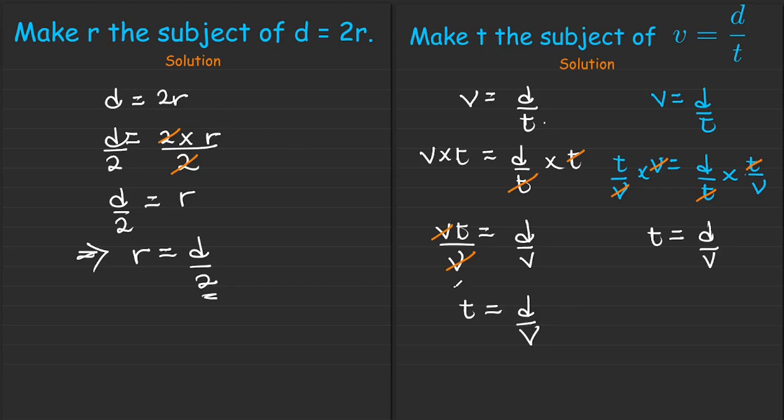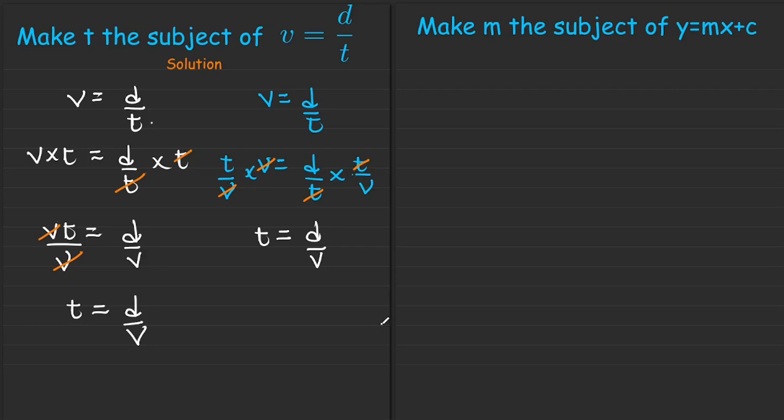Now, all that we have done so far involves multiplication. Let's look at others that will also involve addition and subtraction. So in this third example here, we have y equals mx plus c. And if you are familiar with lines, then you should know that this is the equation of a line. We have to make m the subject, that is the gradient. So if we have y equals mx plus c, and we want to make m the subject, m is what?